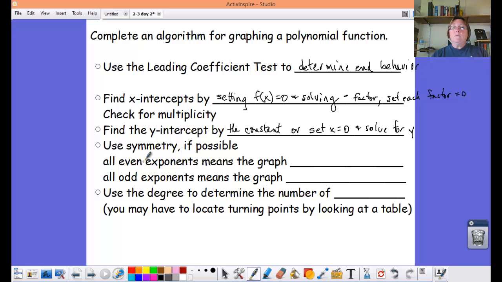Next, you'll want to think, I hope, about the symmetry. If a function rule has all even exponents, that means the graph will reflect over the y-axis. That would be an even function. If a function rule has all odd exponents and no constant, that means the graph will rotate about the origin 180 degrees.